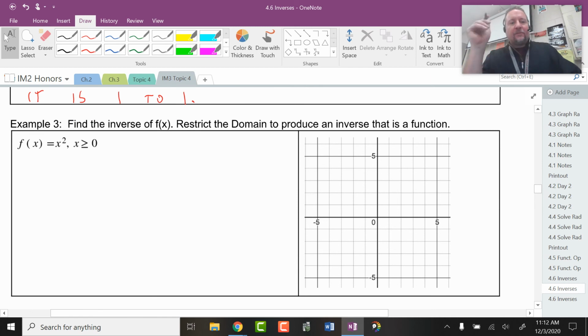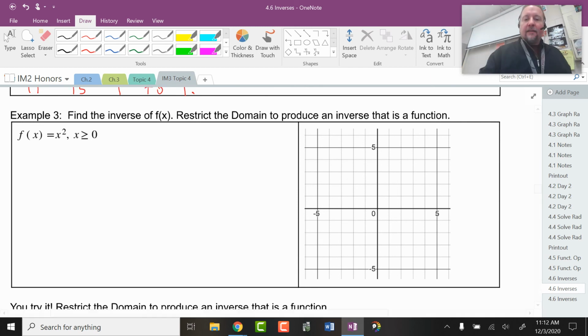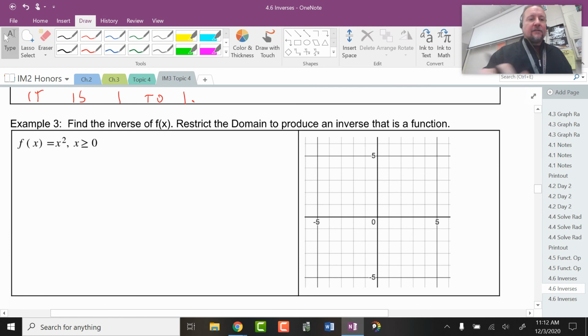Right? And hopefully if you printed the notes, we're ready to roll along. If not, I'm just going to give you a minute to take this, and then we just have 2 more examples after this.